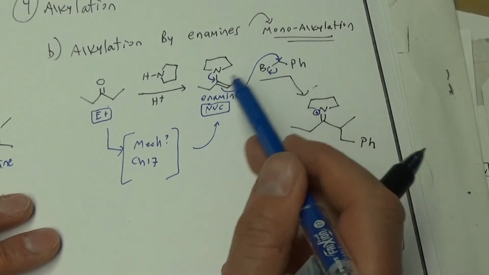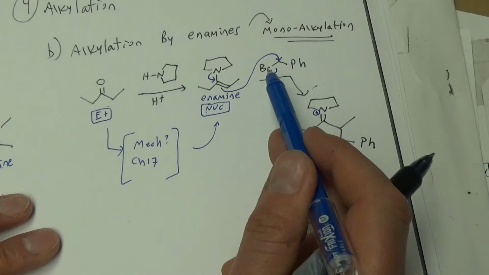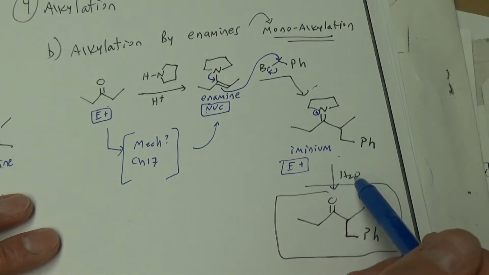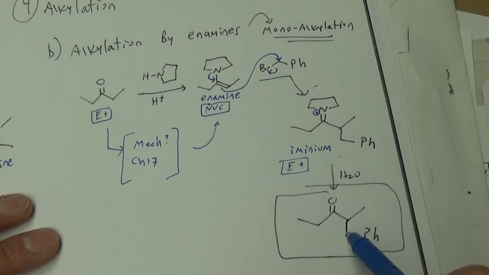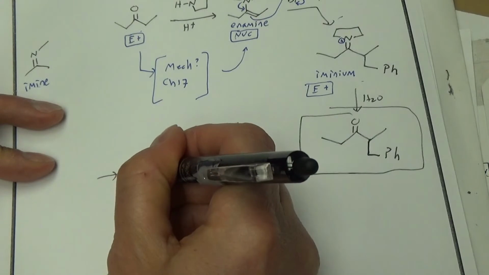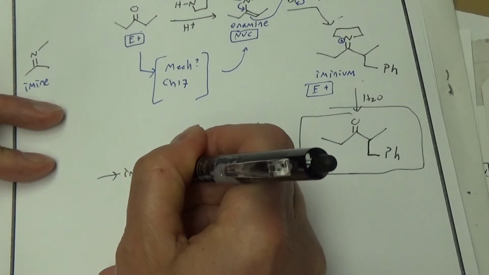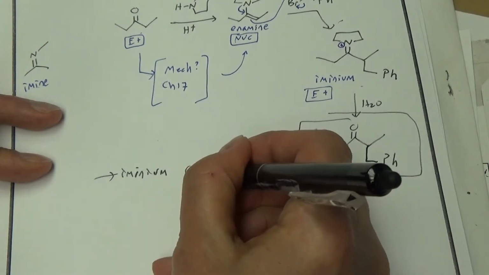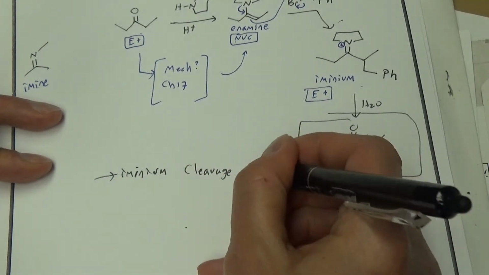This part's really easy. The enamine attacks, kicks off the Br. Now you have an aminium, which is an electrophile, and water will attack this and then give us this. That could be a big, long, fun mechanism on a quiz. All right, so let's show the cleavage mechanism right now. Aminium cleavage reaction mechanism.